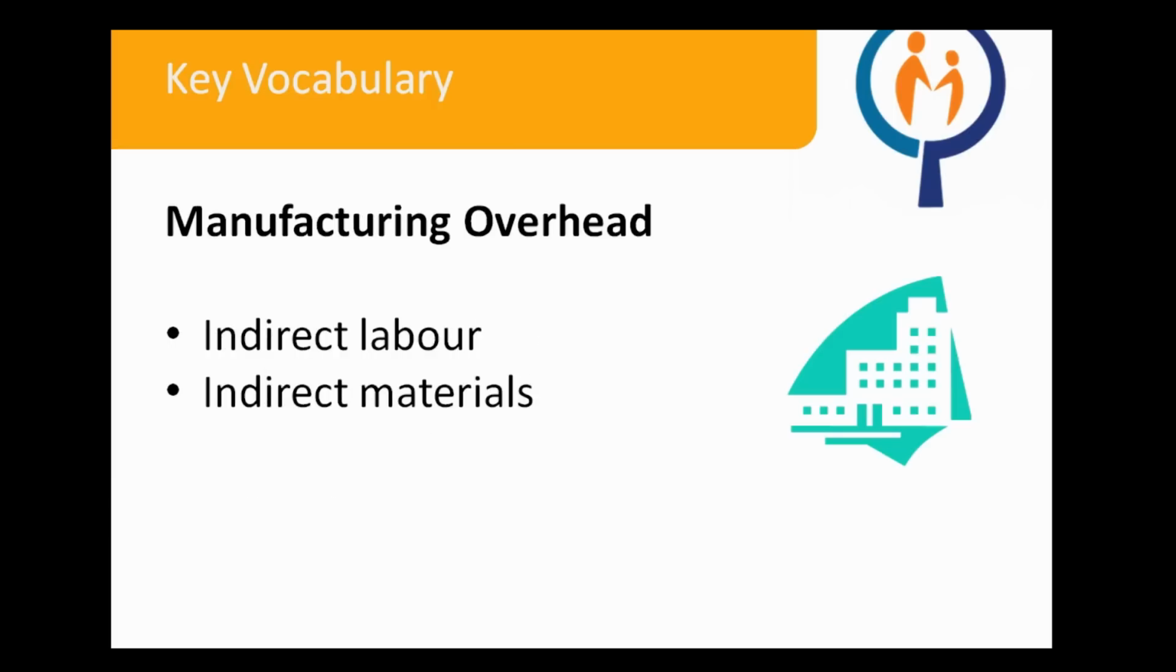Manufacturing overhead consists of indirect labor, such as custodians and security guards, as well as indirect materials used to support the production process, including oil to lubricate the gears or gas for the machines.